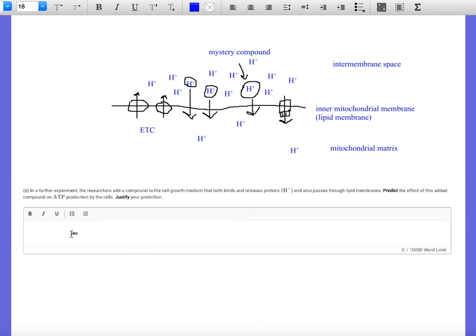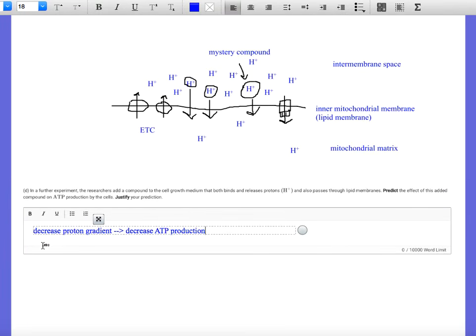So if this happens, that's going to decrease the concentration gradient, right? It's going to decrease the proton gradient. So fewer protons are going to go through ATP synthase, and that's going to decrease the ATP production. And so our prediction would be, decrease ATP production.